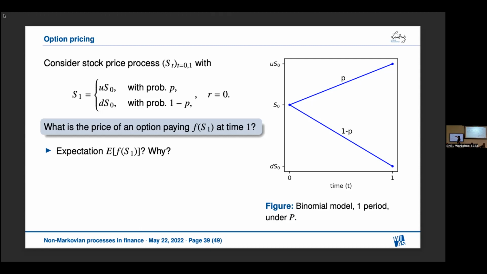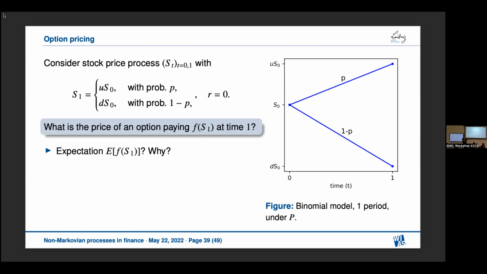By convention, I say U is greater than D, because why not? I mean, if U is equal to D, then basically I have two risk-free accounts, and the story is trivial. Nothing happens. There is no randomness in the system whatsoever. You know exactly what happens.